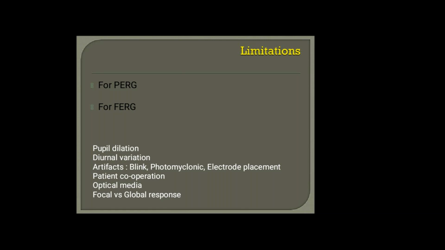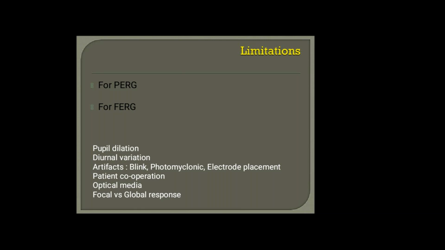If your patient is not very cooperative or helping your test, or if you have not made the patient understand at the very starting stage of your test, and the patient may not have understood well, that can also create artifact. Media plays an important role. If your media is not clear, if it is opacified or has a vitreous hemorrhage, that would also affect the light going to the retina and from the retina to the brain.